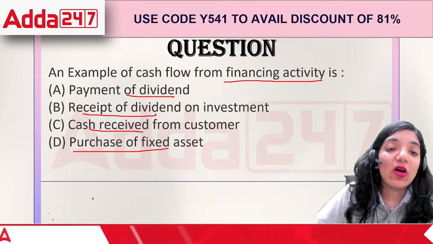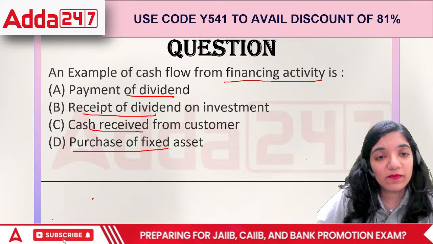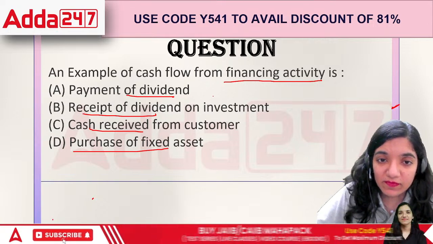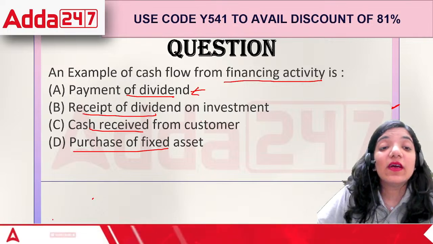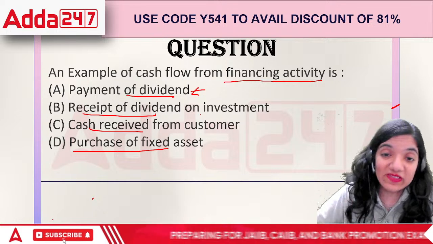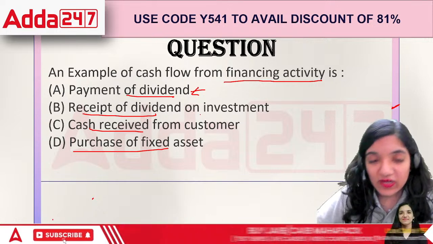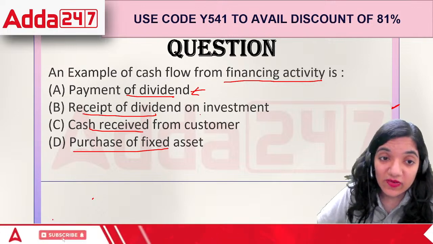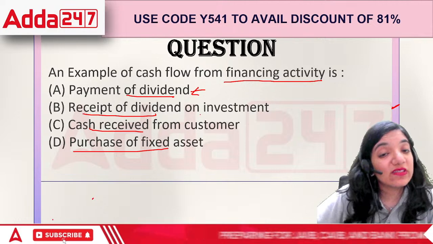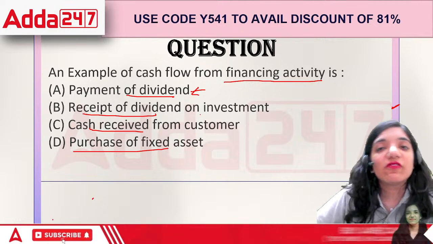The example of financing activity would be payment of dividend. Receipt of dividend on investment is basically because we are investing money somewhere else and we are recording it that way. It is called investing activity, right? In terms of investing activity where there is an addition to it, it is basically receipt of dividend on investments.